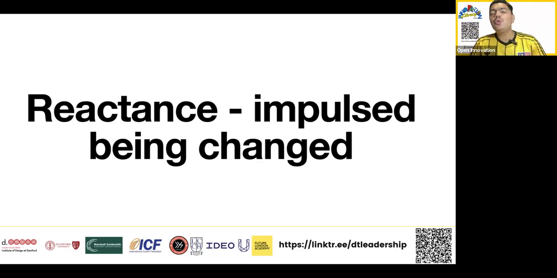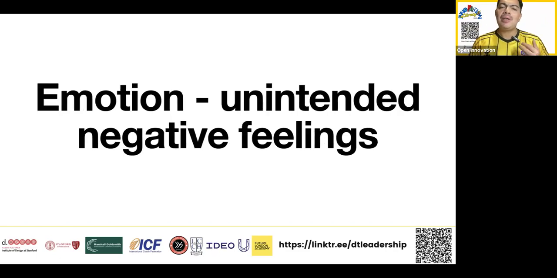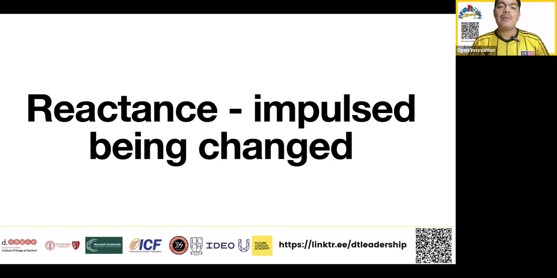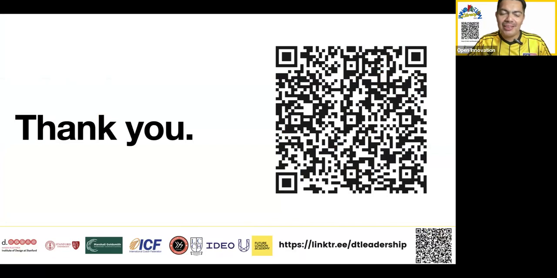The last one is reactance, the impulse against being changed. No one likes to feel cheated or feel that they have been changed, not themselves anymore, right? So these are the 4 elements that we need to understand. One is inertia, the second is effort, the third is emotion, and the fourth is reactance, right? So these are the 4 innovation resistances that we need to be aware of, factor in, and deal with when we are working on our innovation projects, right?